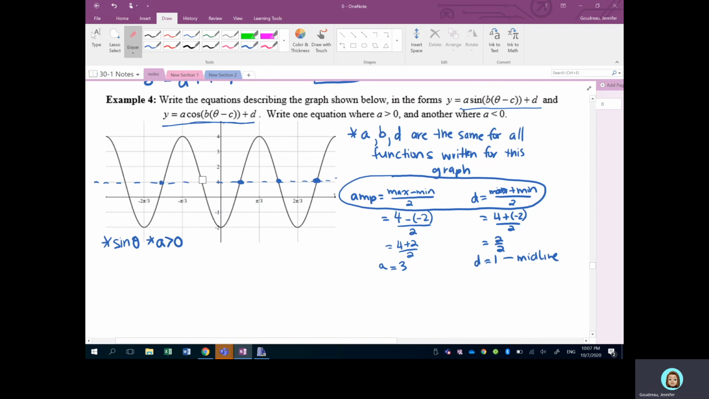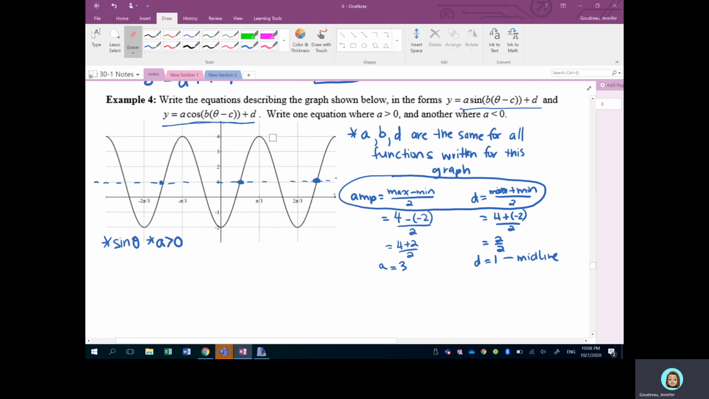This is not a good starting point. Keep going. This is a good starting point. This is not. And this is a good starting point for sine. Again, because that A value is positive, we want it starting at the midline and traveling up.